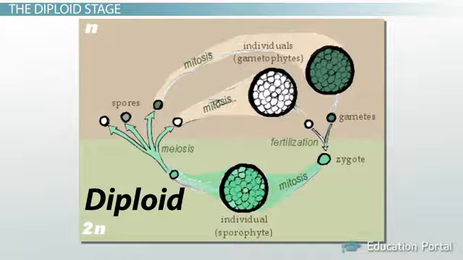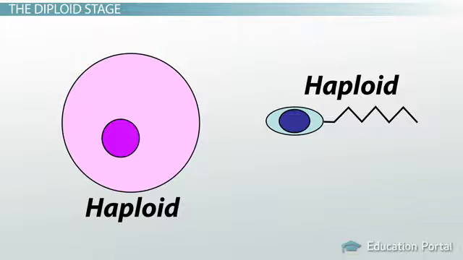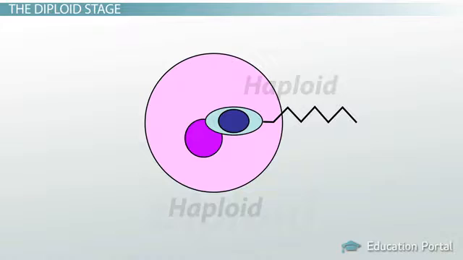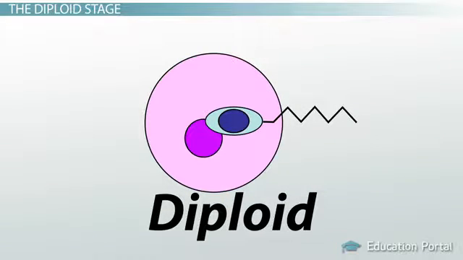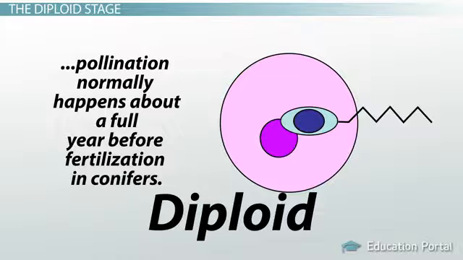The diploid and dominant stage of the life cycle will begin once fertilization occurs. Remember that fertilization is the fusion of an egg and sperm. Both the egg and sperm are haploid, so when they fuse together, we now have one diploid cell. Interestingly enough, pollination normally happens about a full year before fertilization in conifers.